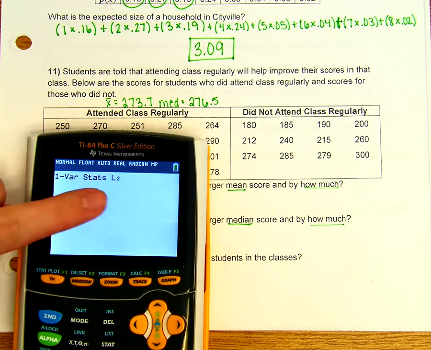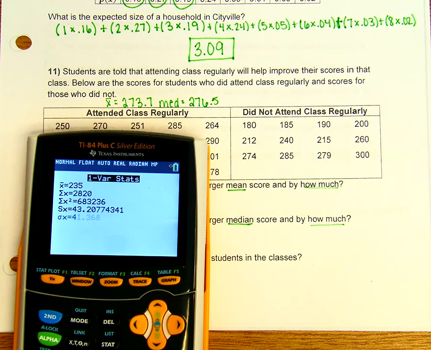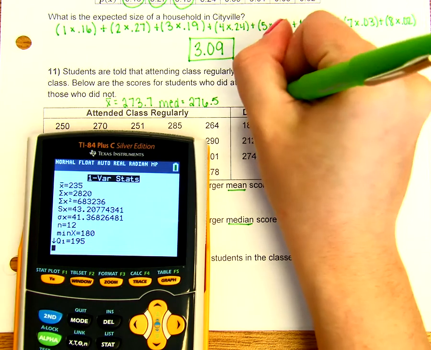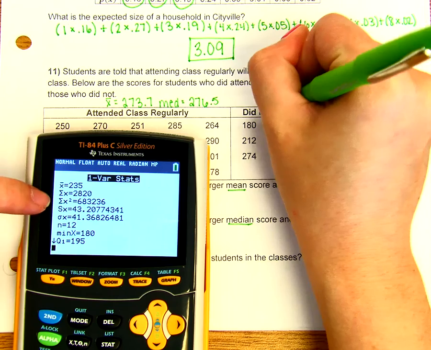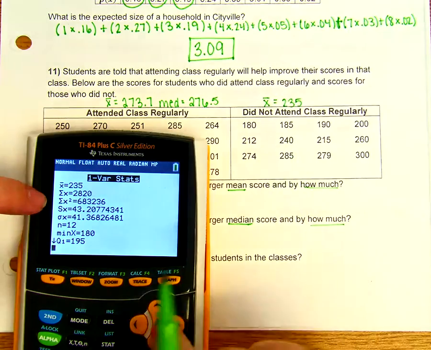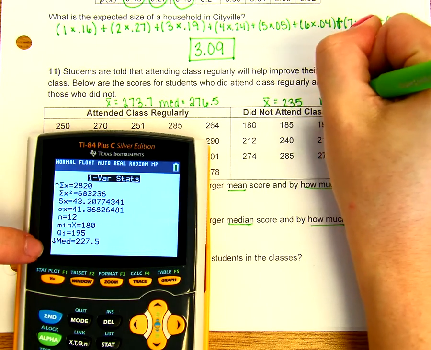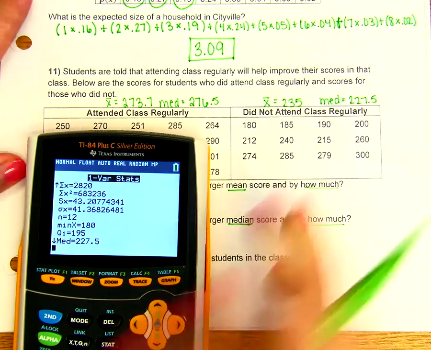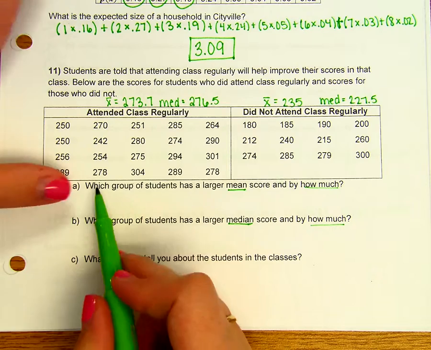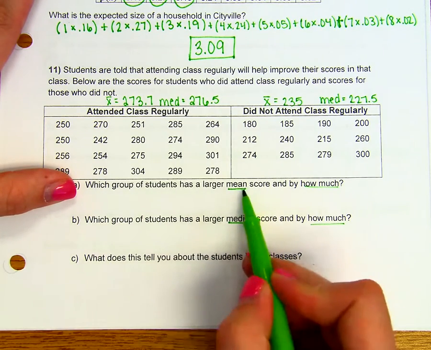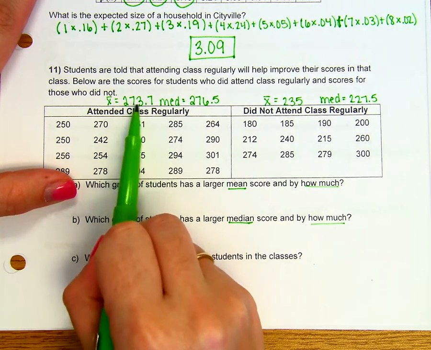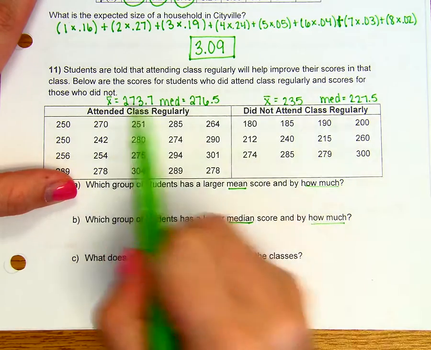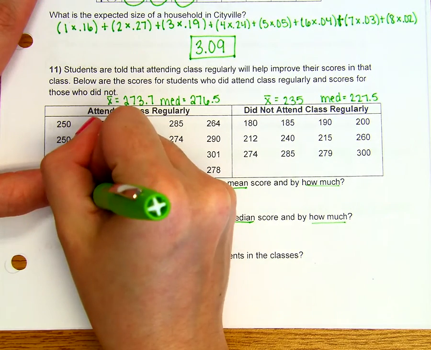And I put my information for did not attend class regularly in my L2. So now I'm just going to do my 1-Var Stats of L2. And then I get that my mean here is 235. And I scroll down and my median is 227.5. So which group of students has a larger mean? Which one was bigger, 273 or 235?